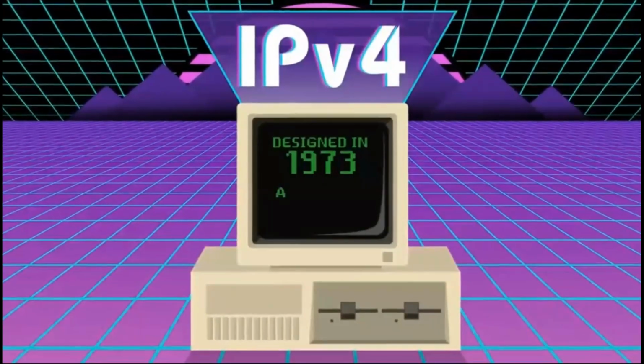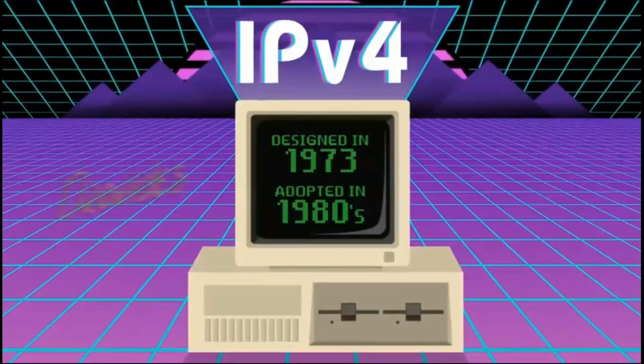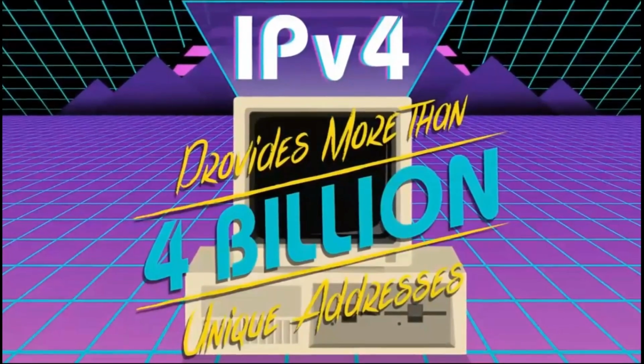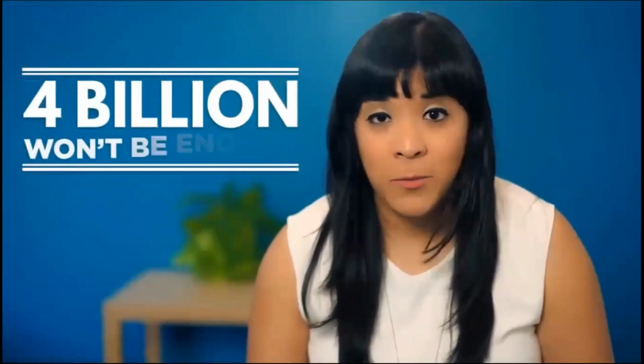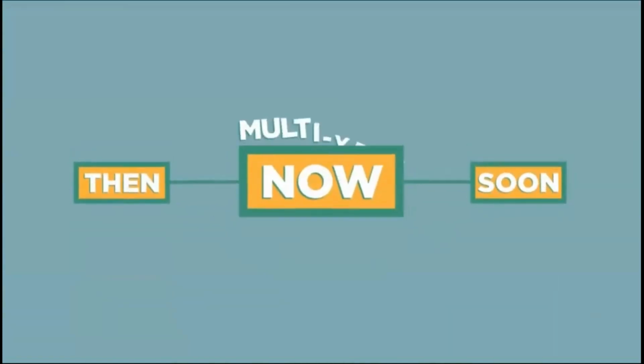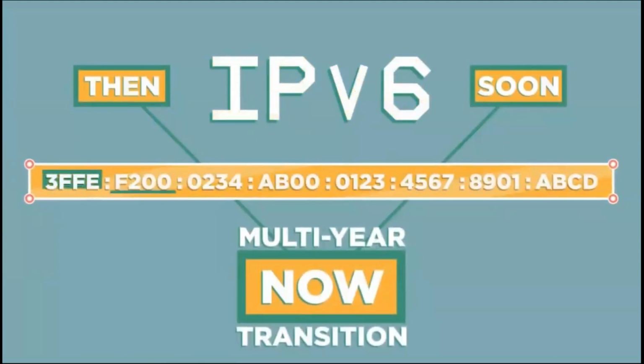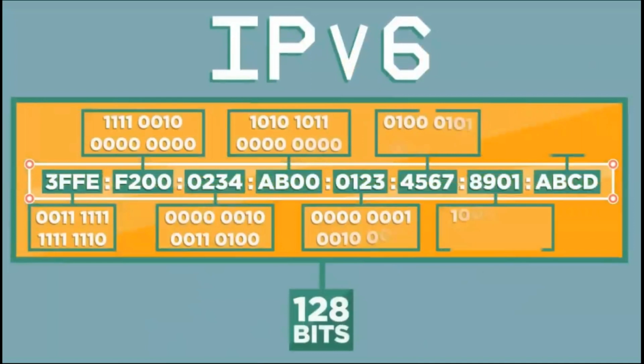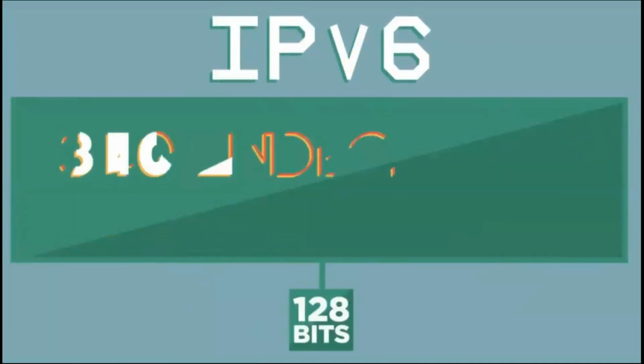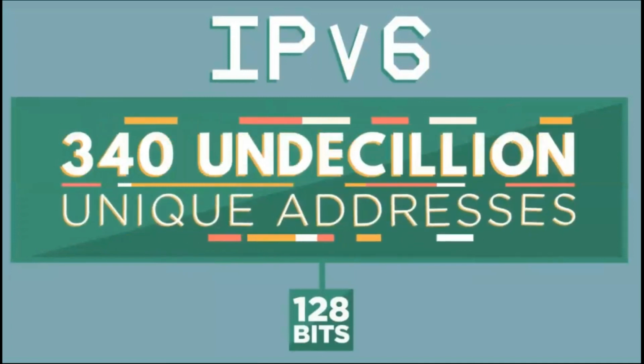It was designed in 1973 and widely adopted in the early 80s, and provides for more than 4 billion unique addresses for devices connecting to the internet. But the internet has turned out to be much more popular than even Vint Cerf imagined, and 4 billion unique addresses won't be enough. We're now in the middle of a multi-year transition to a longer IP address format called IPv6, which uses 128 bits per address and provides over 340 undecillion unique addresses. That's more than enough for every grain of sand on Earth to have its own IP address.